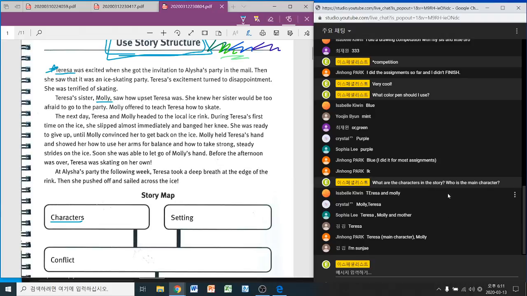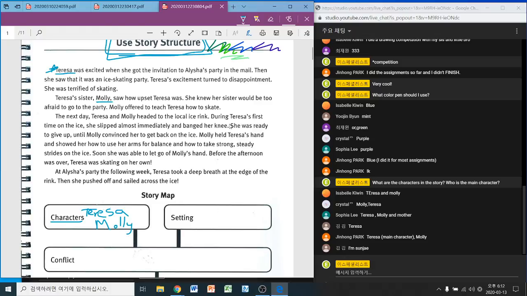Okay. Sunjae. Are there 2 Sunjaes here? Or you just switched accounts? I don't know. Okay. Teresa and Molly. Mother? Sophia, I don't think mom is here. There's no mom here. Right? No, there's no mom. Okay. Teresa and Molly. Someone might say Alicia. Is Alicia in this story though? No. Alicia is not in the story. We don't see her do anything. So our 2 characters are Teresa and Molly. Let's write them down. Teresa and Molly.